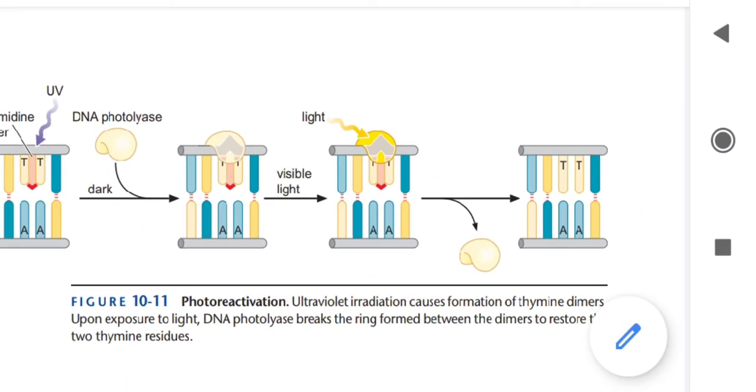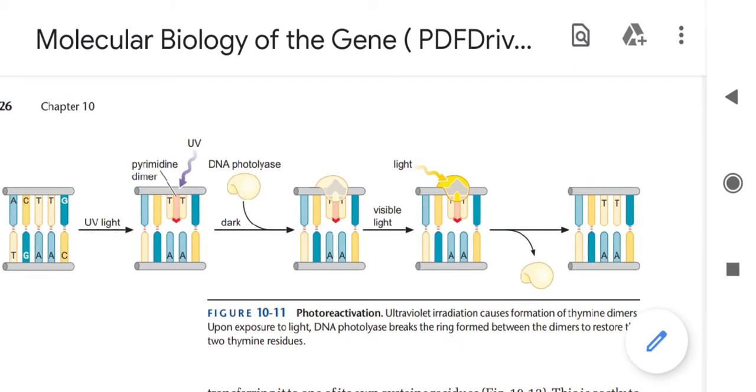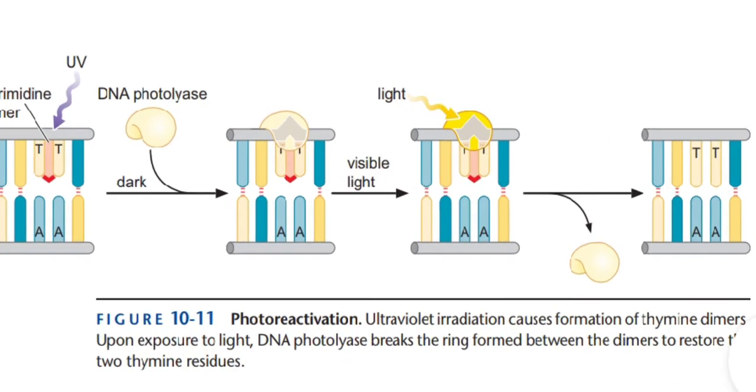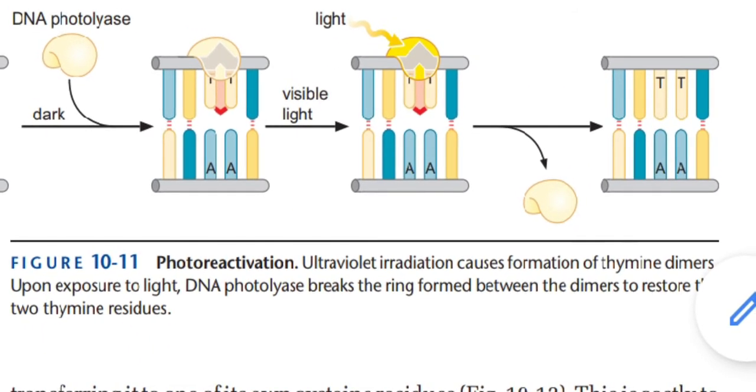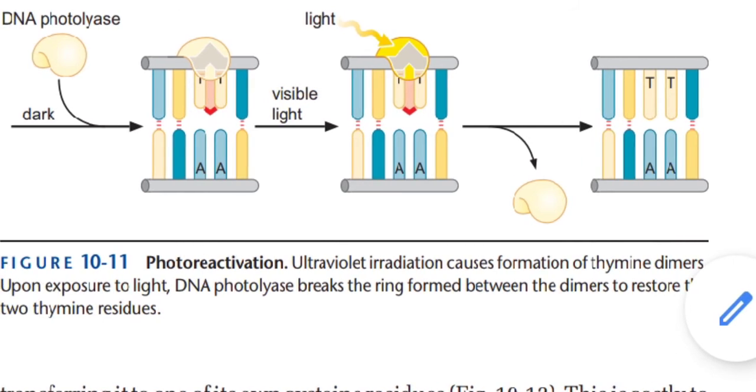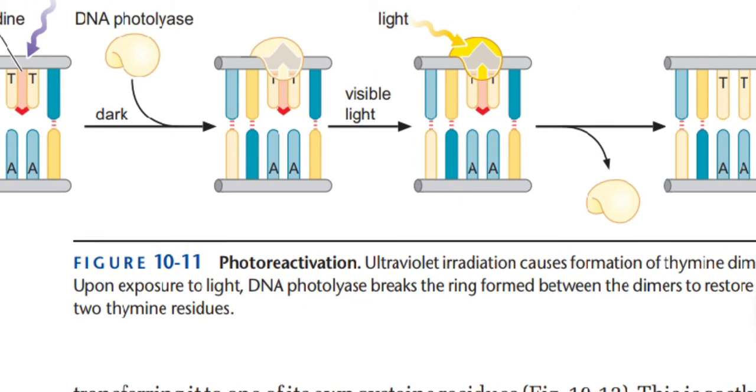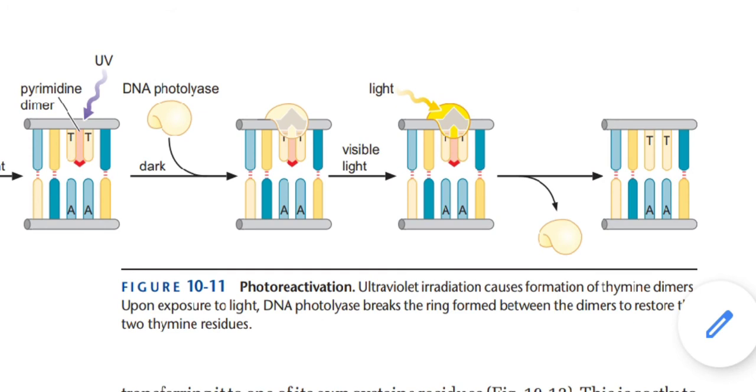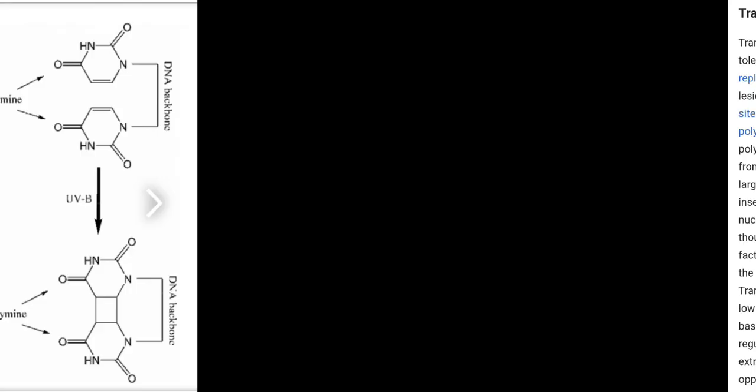So this is the photoreactivation repair process. Ultraviolet irradiation can cause formation of thymine dimers. Upon exposure to light, DNA photolyase breaks the ring formed between the dimers to restore the two thymine residues. It is just reversing the reaction by using visible light, so that the pyrimidine dimer becomes normal again. This was about photoreactivation repair.